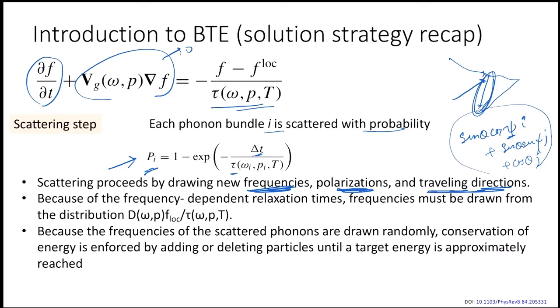Since these frequency dependent relaxation times are there, the frequency we have to draw from this distribution, d of omega p f log divided by the tau. So we would draw the new frequencies from this distribution, because for the initial conditions we only use the distribution d of omega p and f local. From here we drew, f local was pretty much the same as in the initial condition, like f local was the same as if we look at T at 0, it would be the same as the equilibrium temperature. But in general, it would be different. So d of omega t times f log divided by tau. After scattering, we have to draw from this distribution.